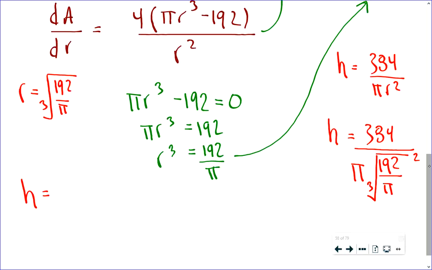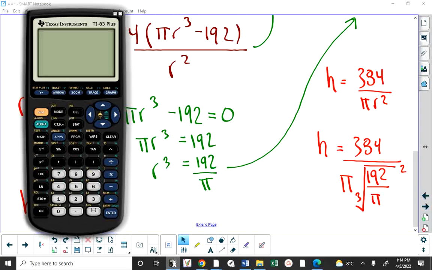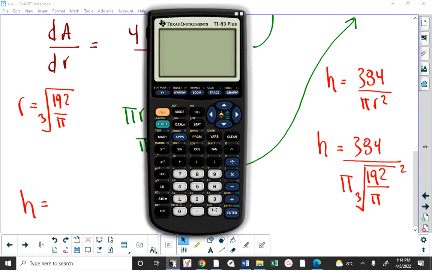Which means what you would probably do here, everybody, is you would calculate r. Let's calculate it. I need to take 192 divided by pi. And I need to take the cube root. I'm just a fractional exponent kind of guy. I would raise this to the 0.3 repeating because I know a cube root is raised to a third.